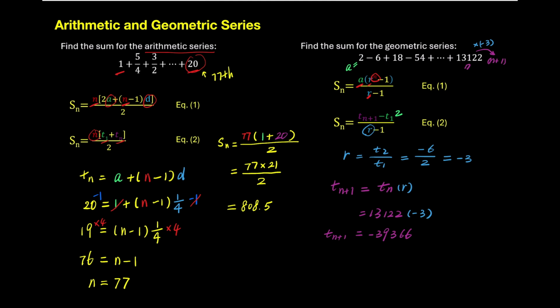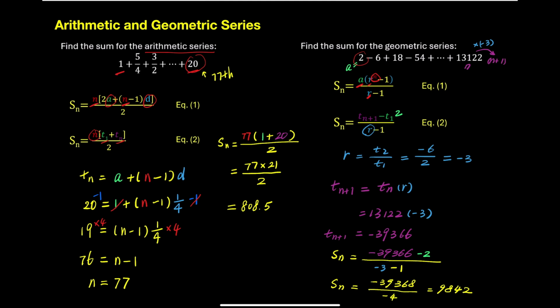Alright, let's then plug the values into the formula. Using the second formula, we have Sn, the sum, equals Tn plus 1, which is minus 39,366, minus T1, so T1 is 2, divided by R minus 1, where R is minus 3. This can be simplified to minus 39,368 divided by minus 4. Therefore, the sum of the series is 9,842.